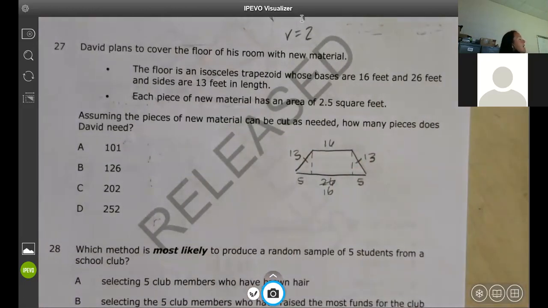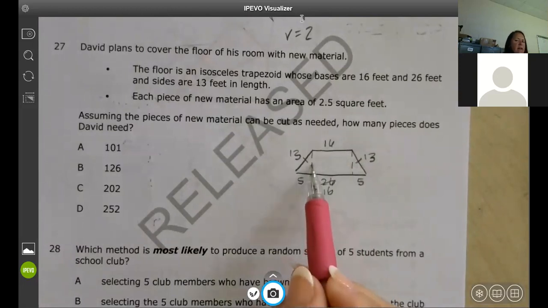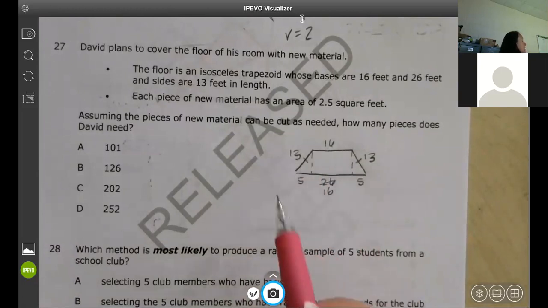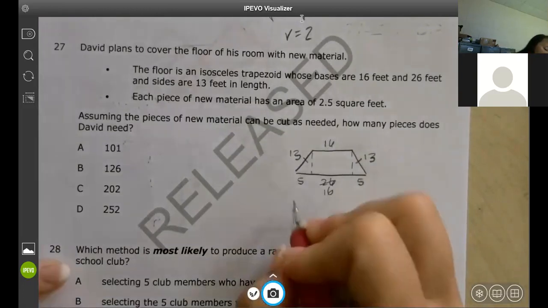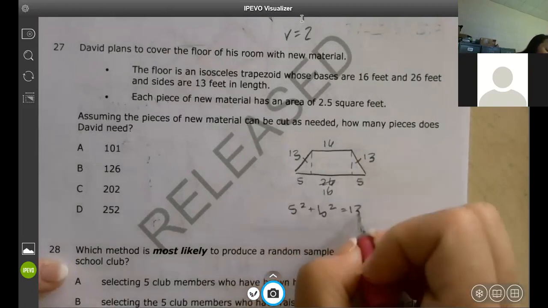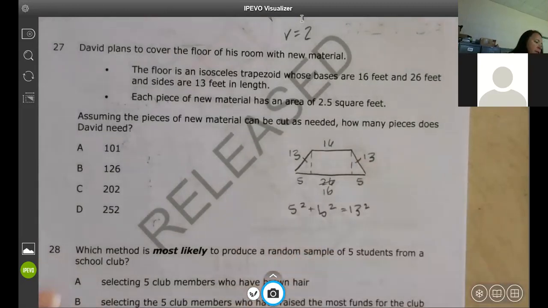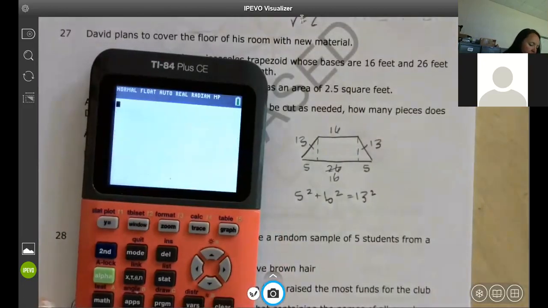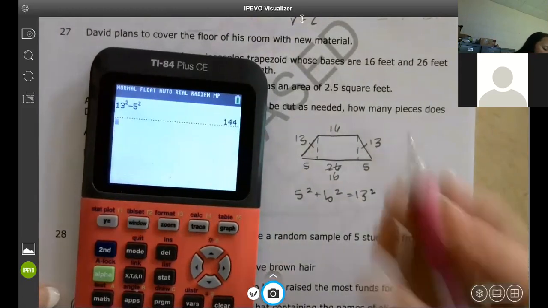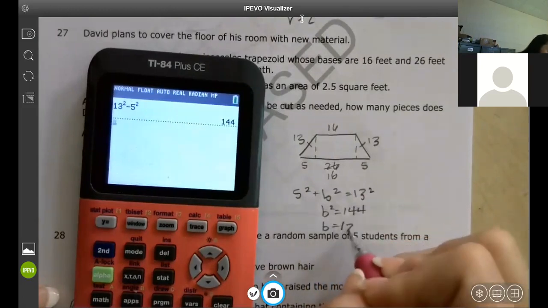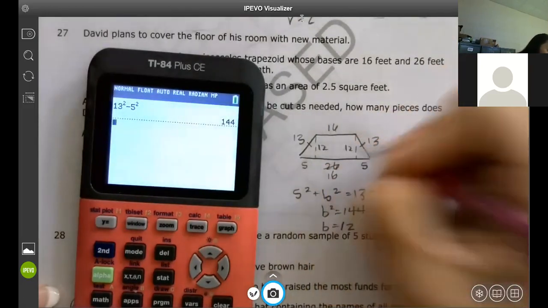Problem is 13 is not the height of my triangle. So how do I find this height? What kind of triangles are these? Right triangles. So how do I find the third side of a right triangle? A squared plus B squared equals C squared. You can absolutely do it that way that you just said, just because you did it all in your head is perfectly fine. So in my calculator, because I'm lazy, just like he said, 13 squared minus 5 squared gives me 144. So B is 12. So my height is 12.